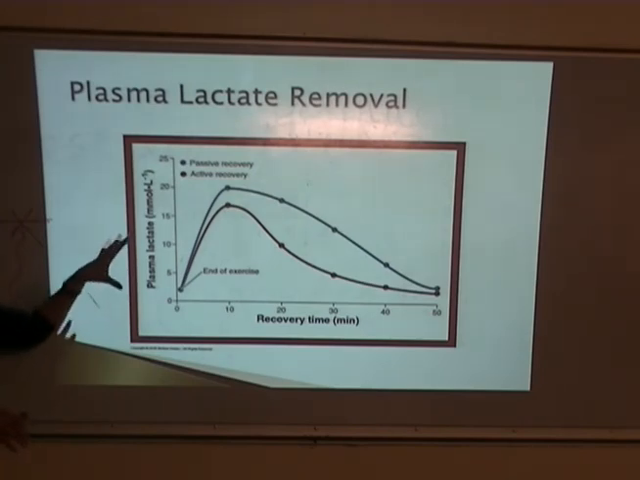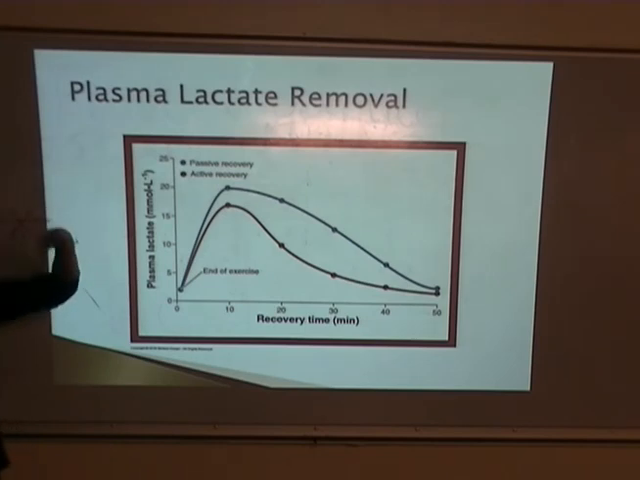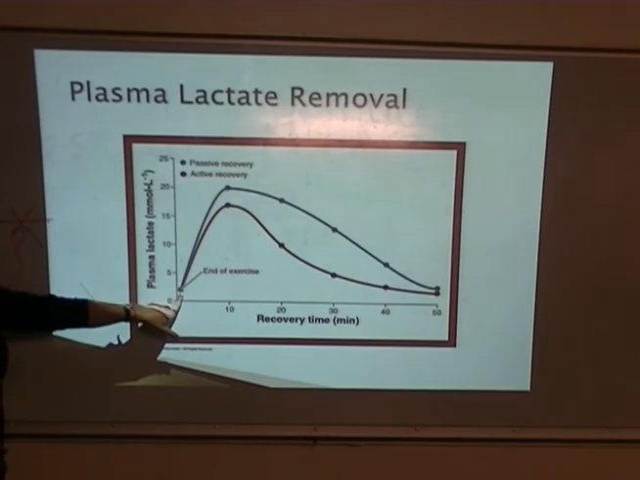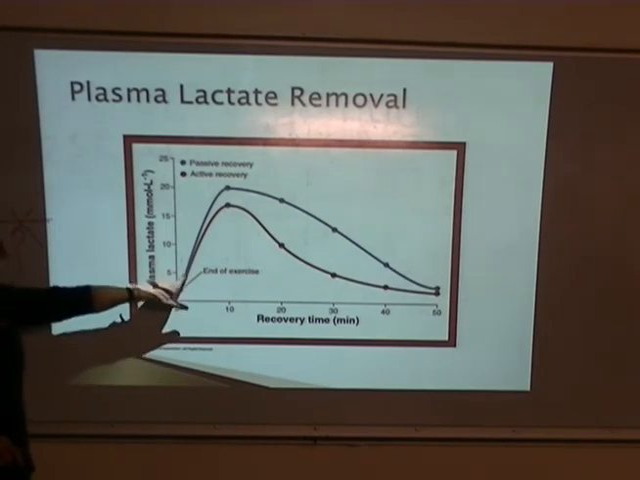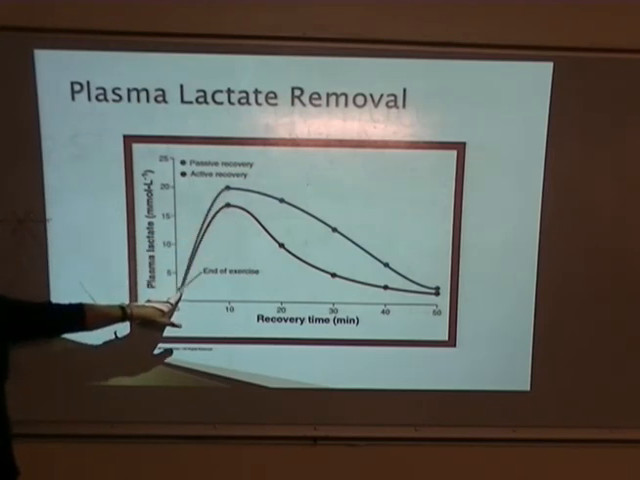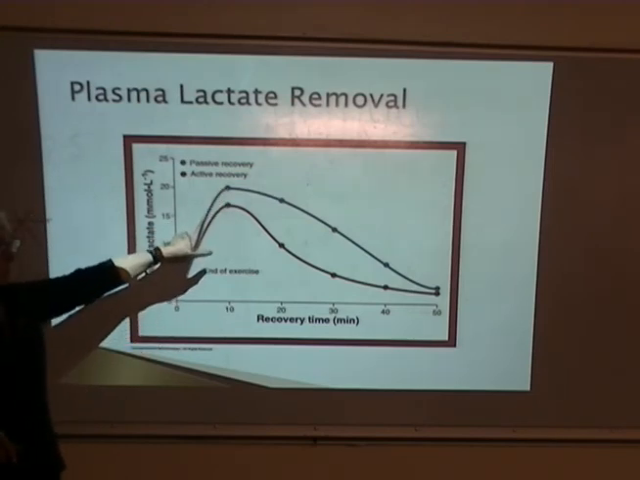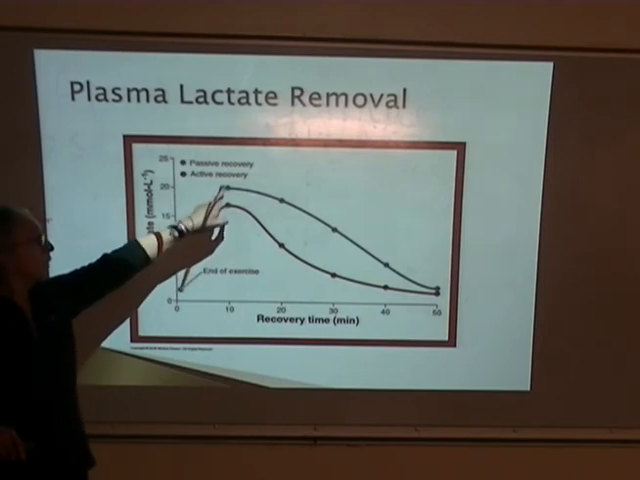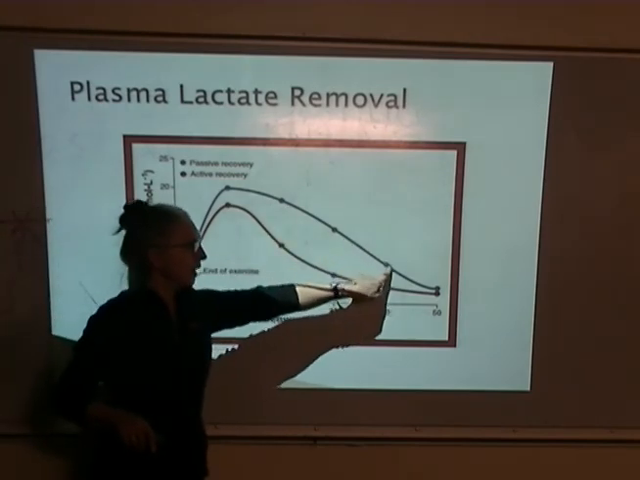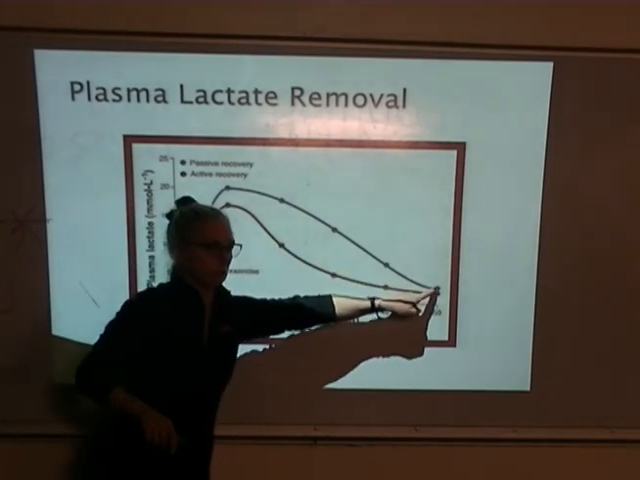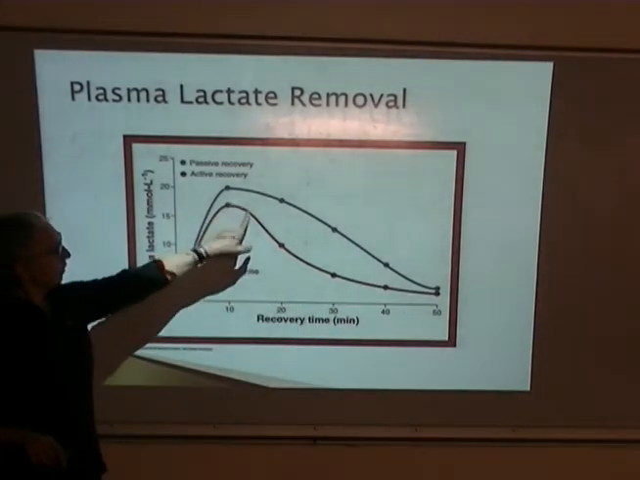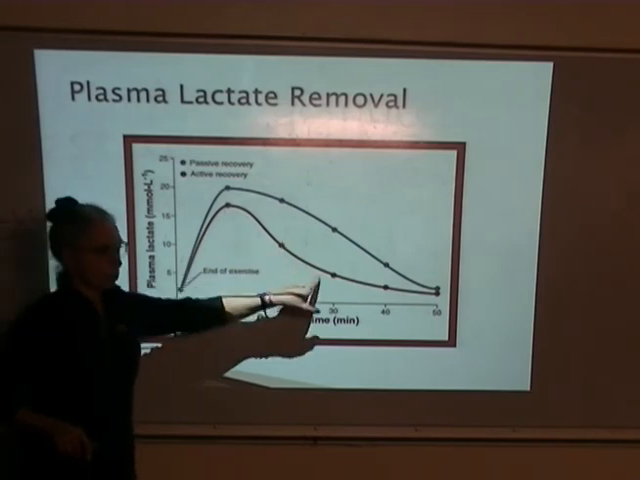So this is looking at removing lactate from the bloodstream. Okay, here's the end of my exercise. If I do a passive recovery, there's a period of time after I stop finishing where there's still lactate being dumped into the bloodstream from the muscle tissue, and then we start to see a drop in blood lactate as it gets removed from the bloodstream. If I do an active recovery, then we see this drop much sooner.